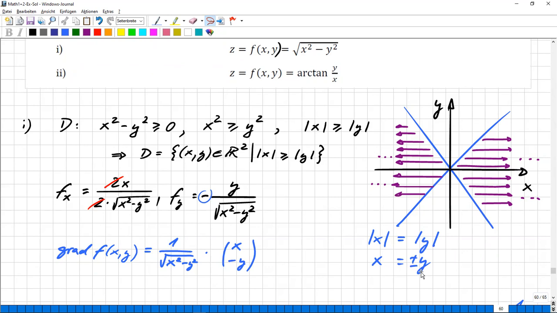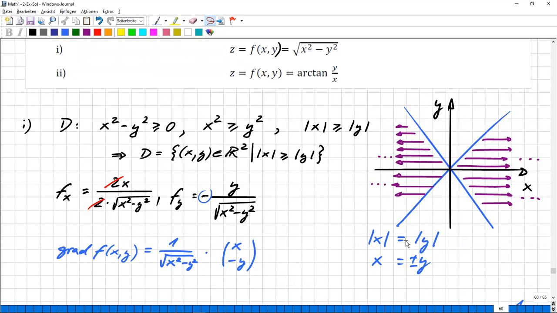And so since we know the first case, x equals y, is simply the first of these, how are they called? I sometimes forget, bisector, right? This bisector line, the first one. And the second one is the second bisector line, which represents x equals negative y. So these two blue lines quite surely include or are included in the domain.